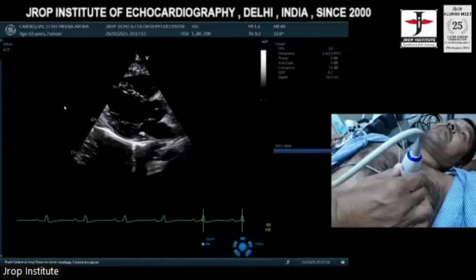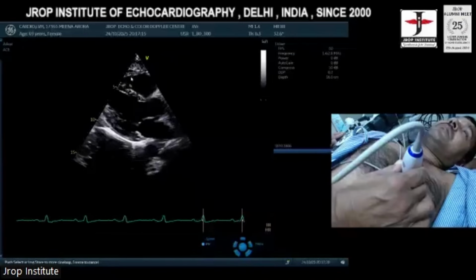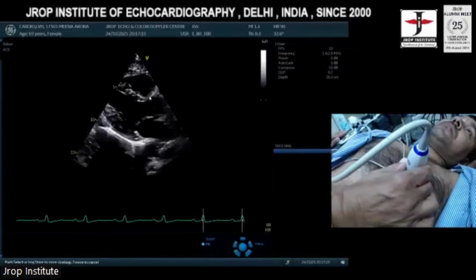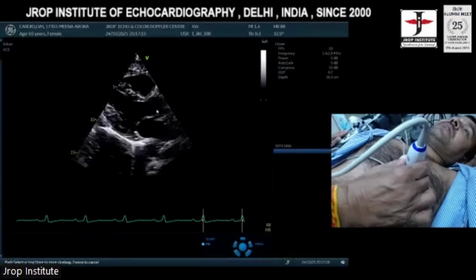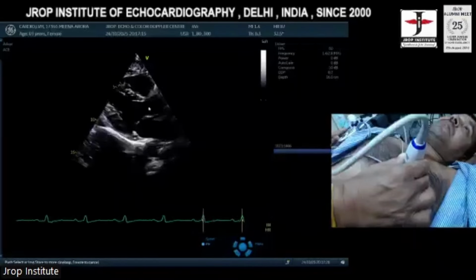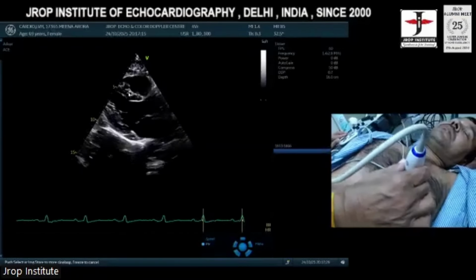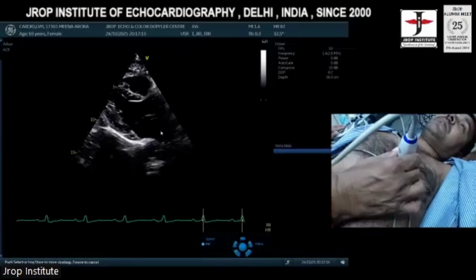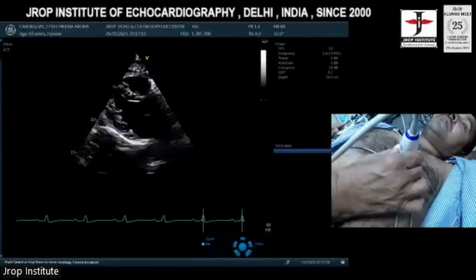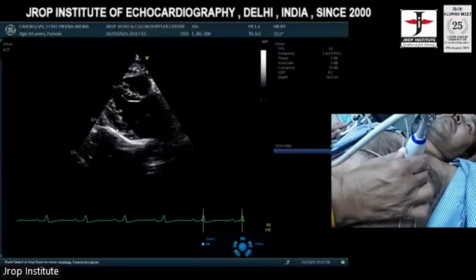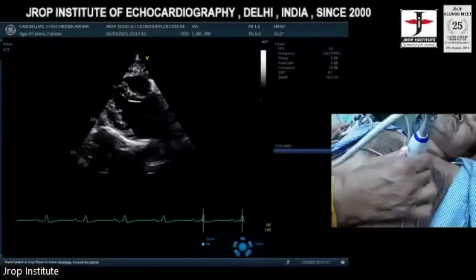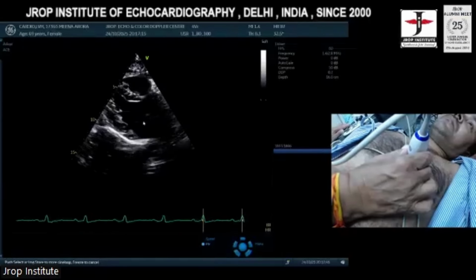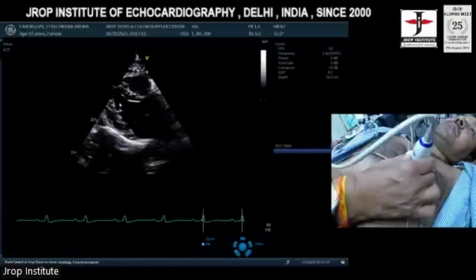This is my touch point: RV free wall, RA, anterior aortic root, posterior aortic root, aortic valve. Anterior aortic root is in continuation with the interventricular septum. Posterior aortic root is in continuation with the AML. This is LA. LA free wall is in continuation with the PML and posterior wall. So we have RV, aorta, LA, and LV.